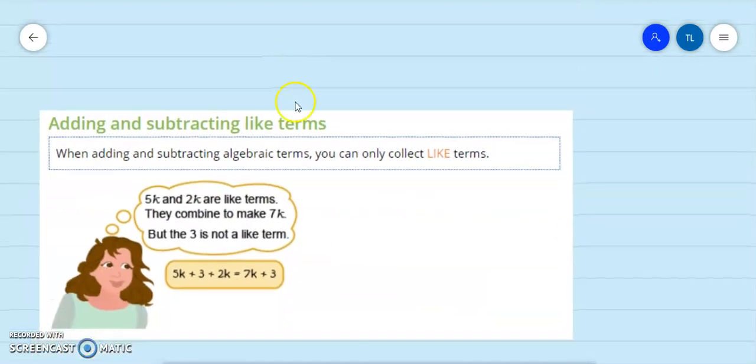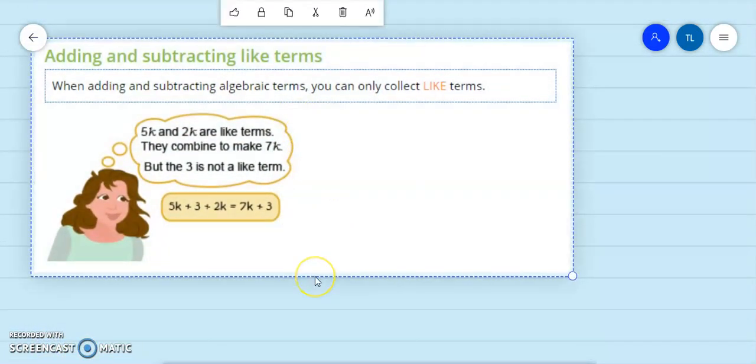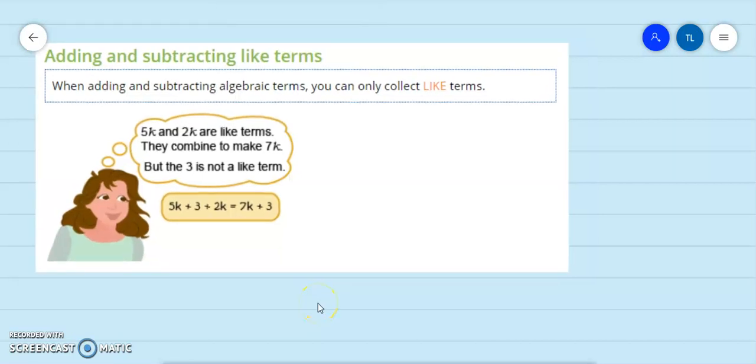Next, how to add and subtract like terms. When adding and subtracting algebraic terms, you can only collect like terms. So we can only collect or simplify the like terms. How about the others? We can leave them as they are. So if we have 5k plus 3 plus 2k, what do you think about this? Which terms are we going to collect or simplify first? Yes, good. So we are going to simplify here.